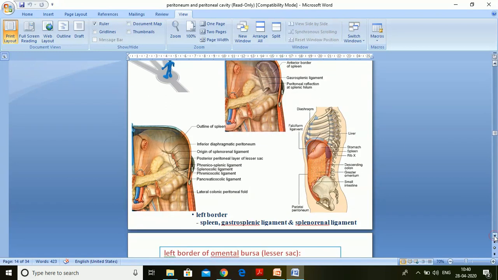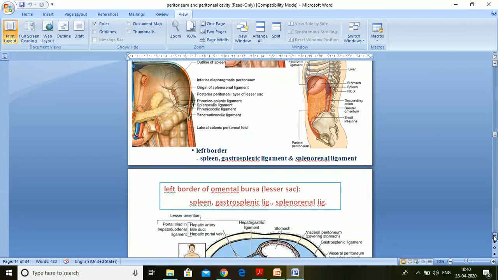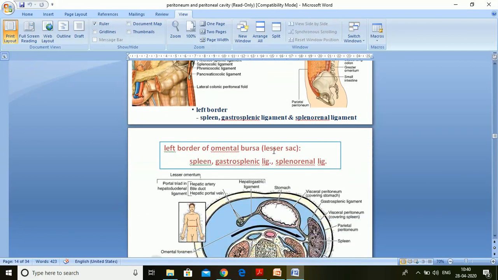So on the left side, on the left part of the stomach or left quadrant, you find the spleen, the gastrosplenic ligament and the splenorenal ligament getting attached to the left quadrant. The greater omentum gets itself attached to the spleen, forming the gastrosplenic and the splenorenal ligament. Splenorenal means from the spleen to the kidney. So the left border of the omental bursa, that is the lesser sac, will be the organs like spleen, gastrosplenic ligament and the splenorenal ligament.